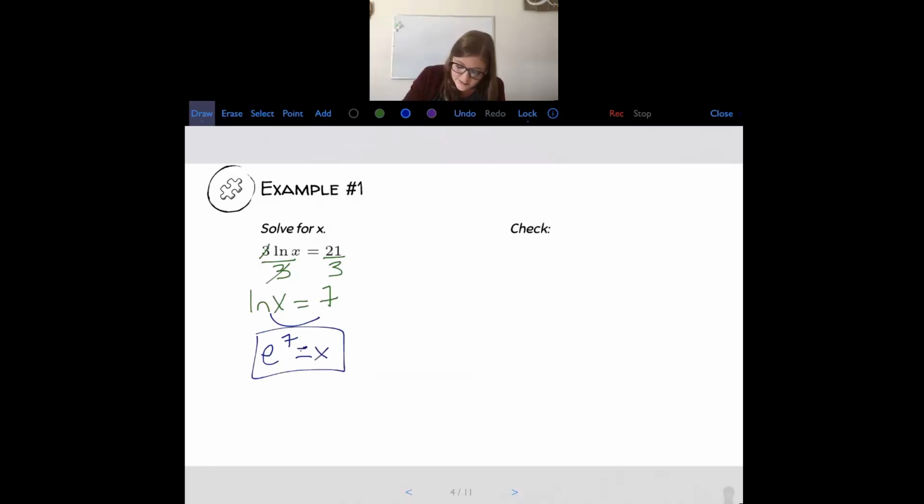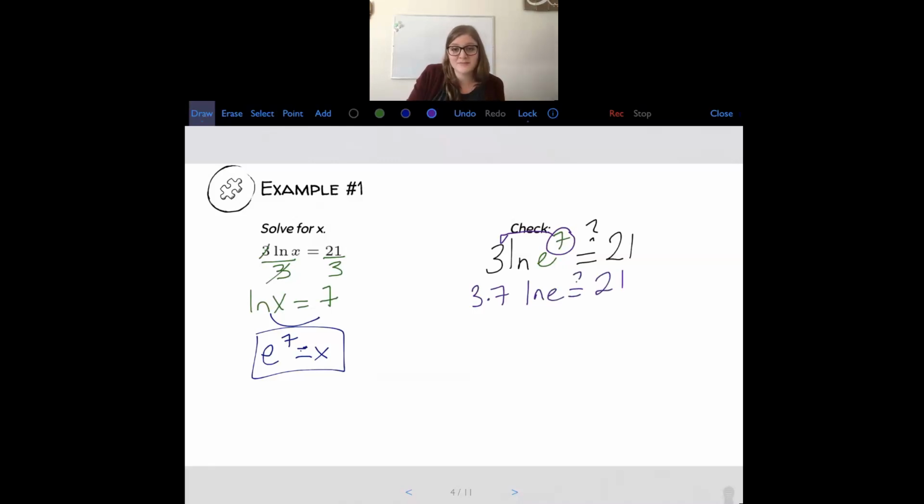Now we can check our answer. To check it, we plug in e to the 7th for x in the original equation, and we want to know if that's equal to 21. Using properties of logs, the 7 can come down in front as multiplication. So this is 7 times 3 ln of e, and we want to know if that's equal to 21. 3 times 7 is 21. ln of e, where the base and the expression are the same, is just 1. So it checks out. Our answer is e to the power of 7.